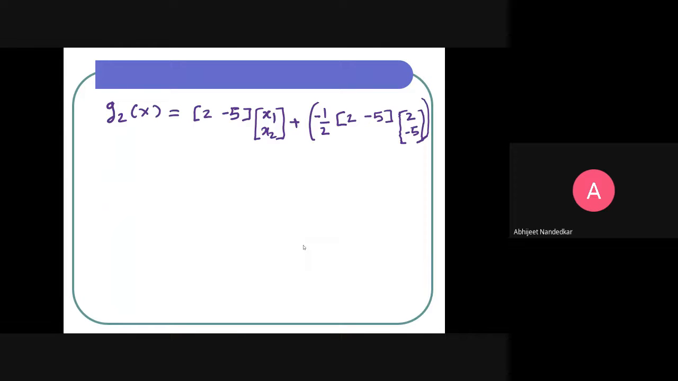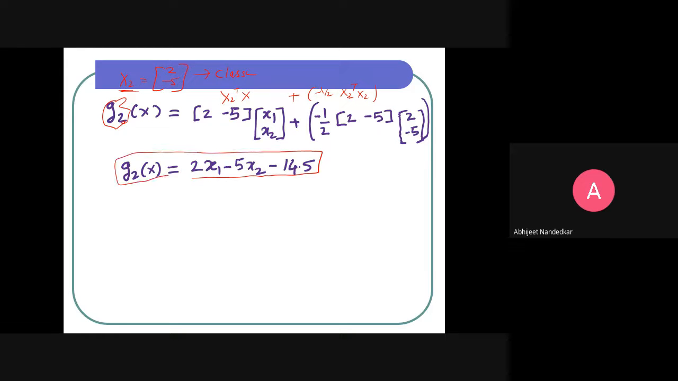Then we will go for G2(x). This is x2 transpose x plus minus half x2 transpose x2. Remember x2 was (2, -5) for class number 2, and since we are designing G2, I will take this x2. If you multiply this, G2(x) is 2x1 minus 5x2 minus 14.5.